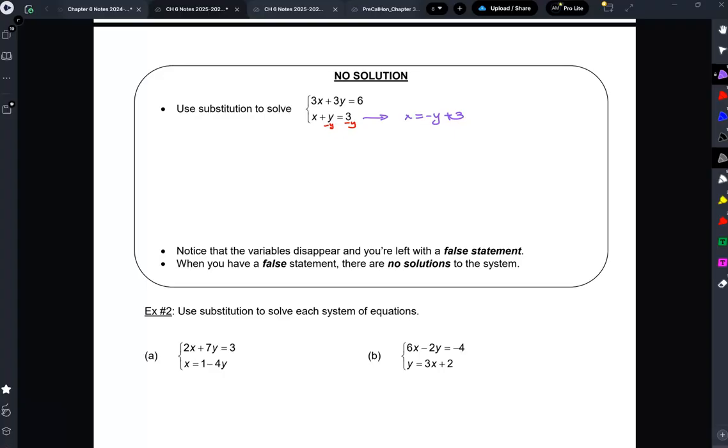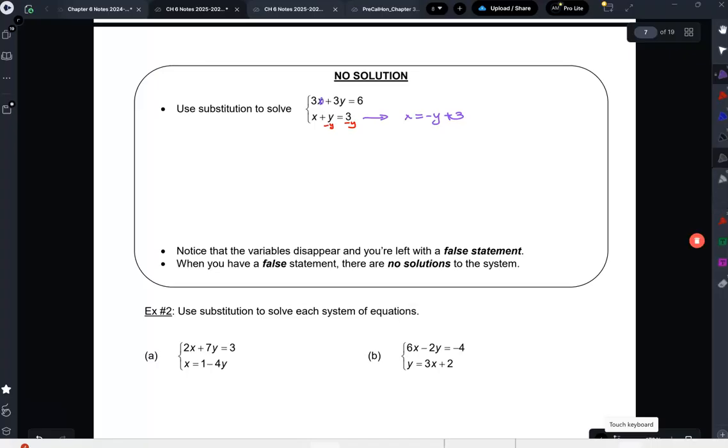Okay. So now, we're going to plug that into here. So this x into there. So let's do it. 3 times, plus 3y is equal to 6.